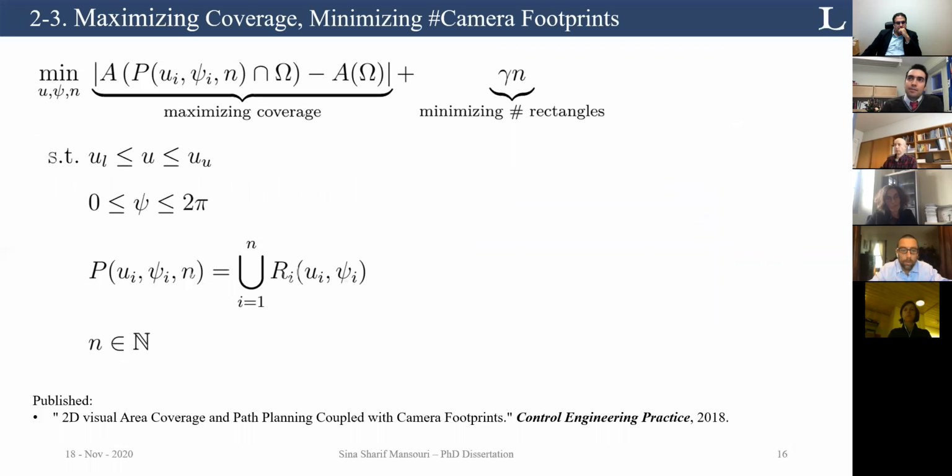So we can assume A is the function that finds the area of polygons, and P is the union of rectangles. We find the union of rectangles intersected with the target area, and this area subtracted by the target area should go to 0 in order to maximize the coverage. We can also have a second term that minimizes the number of rectangles. However, this term can be omitted because roughly we can estimate how many rectangles we need for the target area by dividing the total area by the area of the rectangle. And we have positions of rectangles and also orientation.